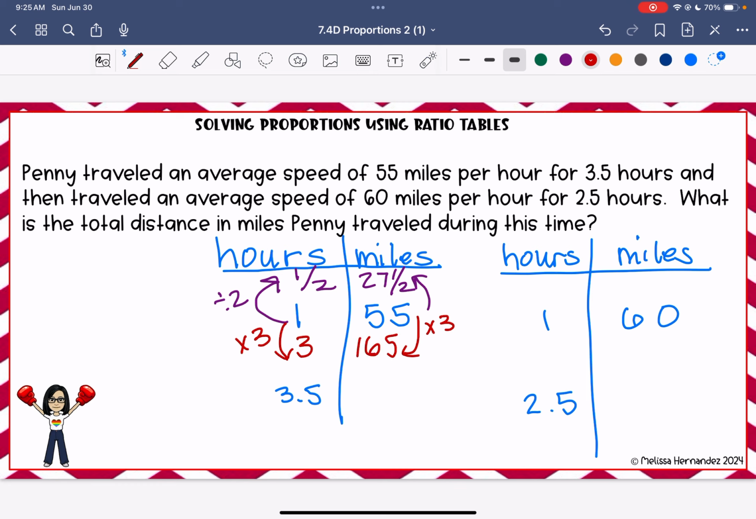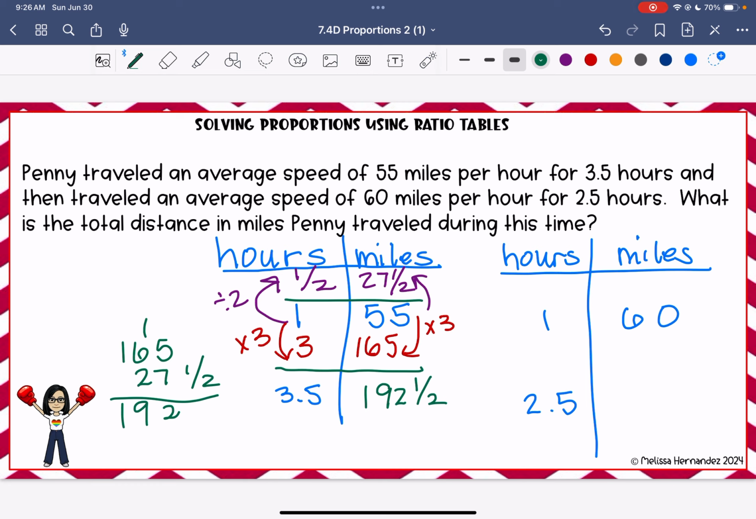Okay. Now, I'm not at 3.5. However, I figured out that half was 27.5 miles, and I figured out what 3 hours were. So 3 hours represented 165 miles. So the total amount is I would just have to add this ratio plus that ratio. So it'd be 165 plus 27.5. So it'd be 192.5.